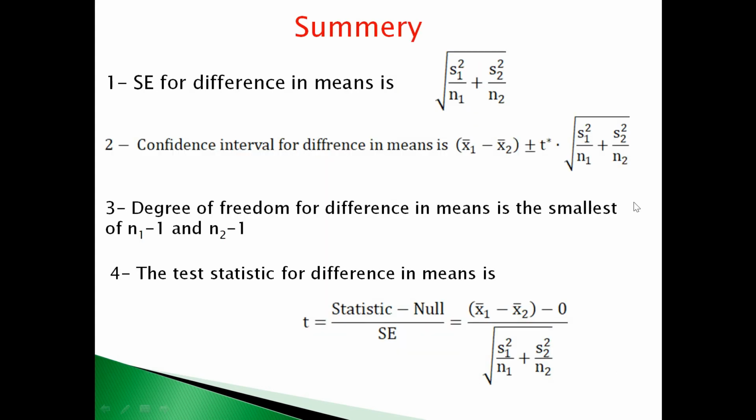So in summary, the standard error for the difference in means is given in this formula. The confidence interval for the difference in means will be the statistic, which is the difference in means, plus or minus t star times the standard error. We will have 2 degrees of freedom, but we will take the smaller one. And the test statistic for the difference in means will follow this formula, which is t equals x1 minus x2 over the standard error. And that's it for 6.4.